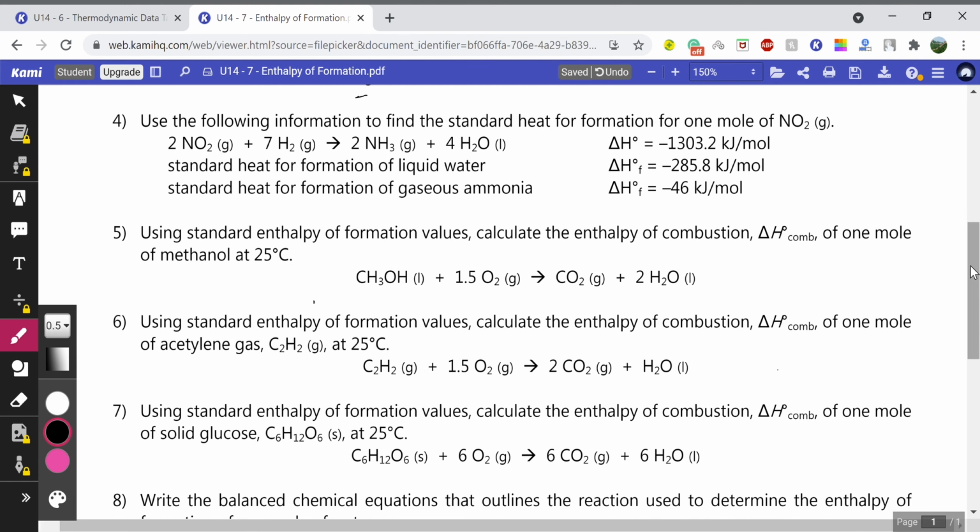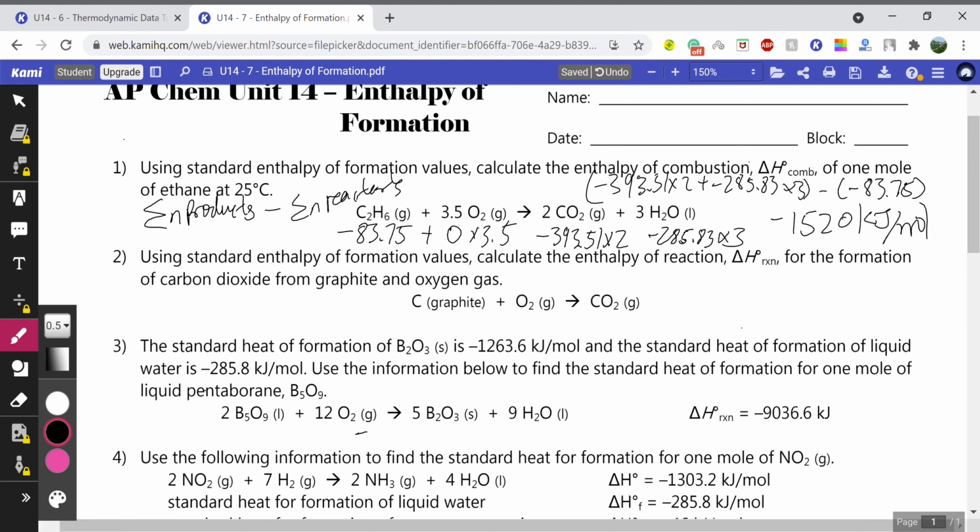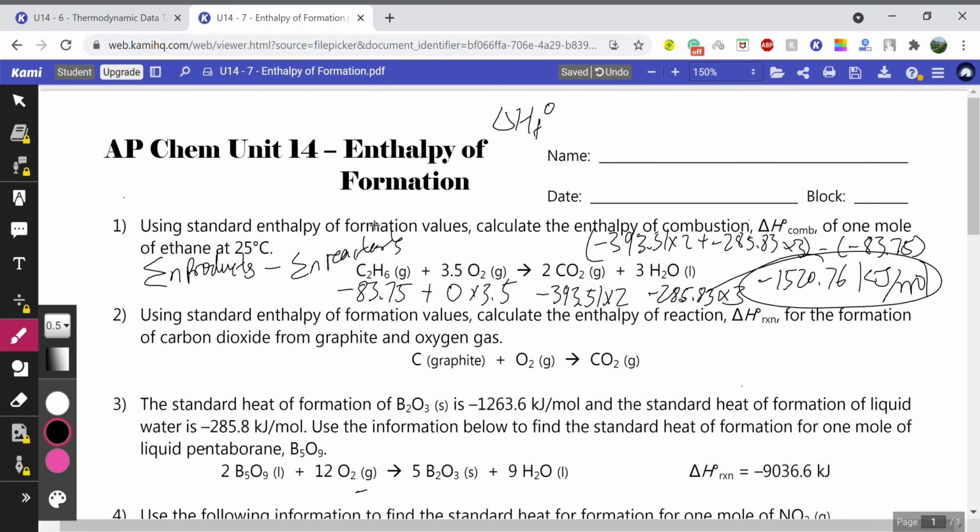All of our numbers have 2 decimal places, and the 2 and the 3 over here do not count toward our significant figures. Since we're basically adding, with all of these at 2 decimal places, when you add, you round to the least number of decimal places. Since all of them have 2 decimal places, we'll write down the actual value, which is negative 1520.76 kilojoules per mole. And that is our enthalpy.